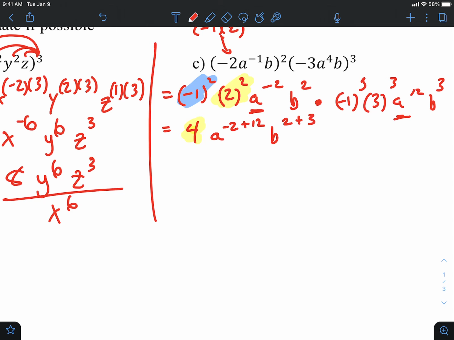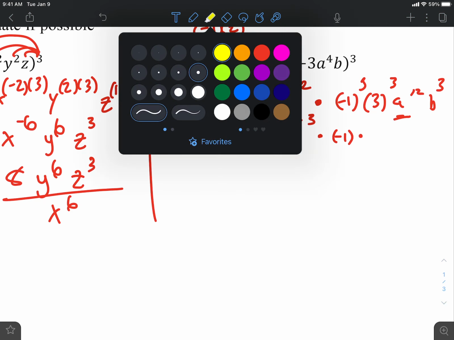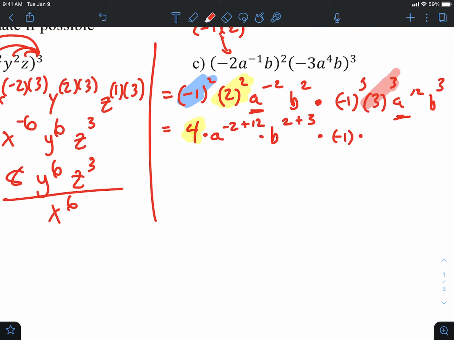And here's the catch here though. Remember, this is all strung together with multiplication. (-1) cubed is still -1, so that's multiplication. And 3 times 3 times 3, that's 3 cubed. 3 cubed is 27. Does anybody have any questions?